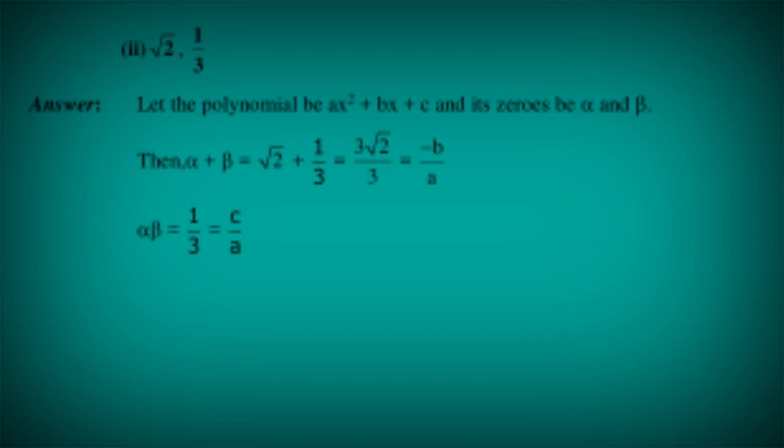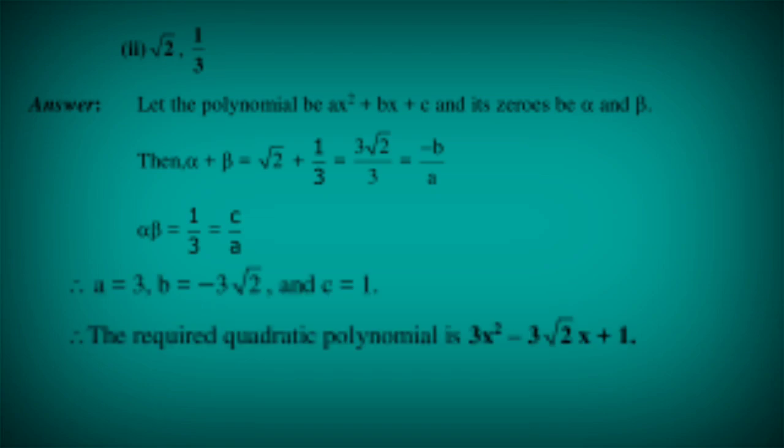It means b equals minus 3 root 2, and a is 3. So now alpha into beta is 1 divided by 3. It is c divided by a. Now I have to compare with those values a, b, c: a equals 3, b equals minus 3 root 2, and c equals 1.